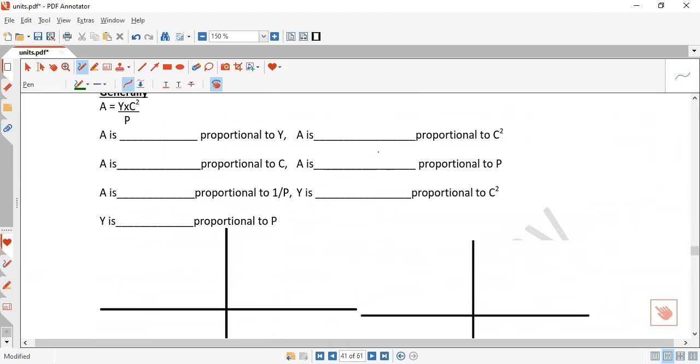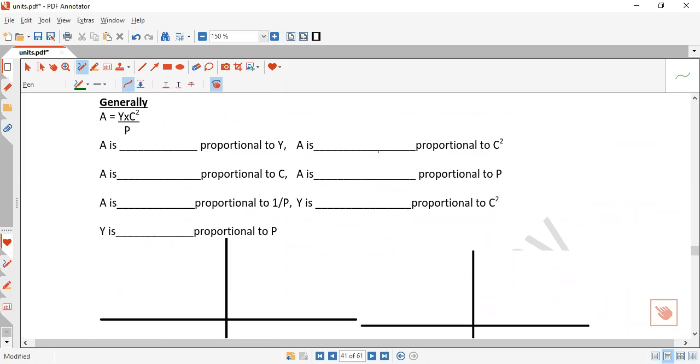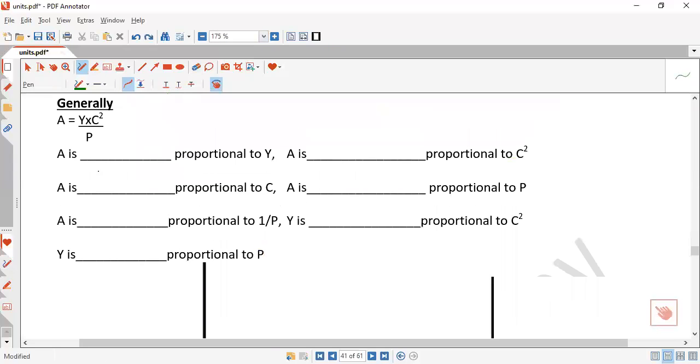Okay, students, so we have an imaginary equation. A equals y times c square over p. So my question is for you people: A is how proportional to y? Directly. Okay, I'm going to ask you one by one. Hamza told us first. Abdurrahman, A is how proportional to c square? Directly.